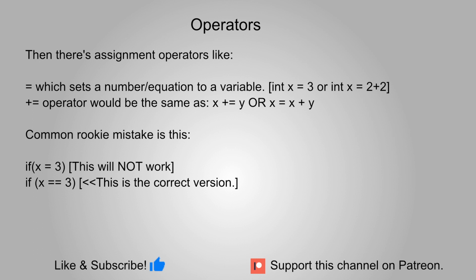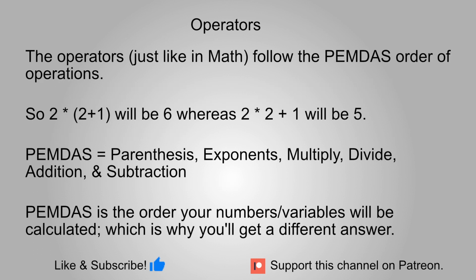A common rookie mistake is using one equal sign instead of 2 in an if statement. For example, if x equals 3 says if x equals 3, then do what's inside the curly braces, but one equal sign is the rookie mistake. You'll usually get an error on the screen, and it'll ask if you meant equal instead. Once you get the hang of operators, you can use them with variables to display certain kinds of output.